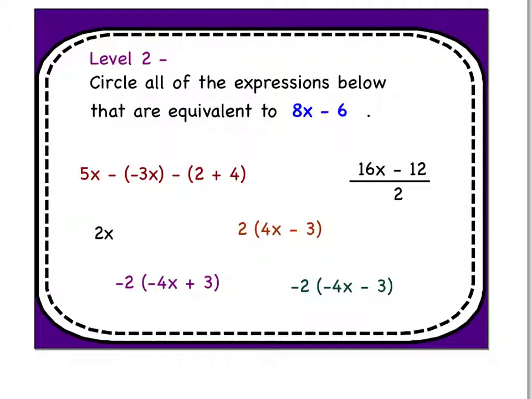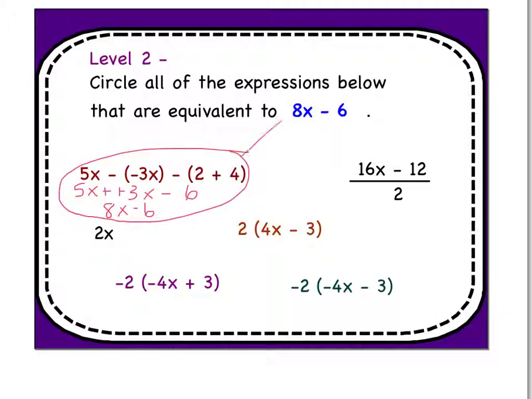Circle all of the expressions below that are equivalent to 8x minus 6. Let's break them down. For this one, we have 5x minus negative 3x minus the quantity of 2 plus 4, which breaks down to 5x minus negative 3x minus 6. Keep it, change it, flip it. We get 8x minus 6. So this one is equivalent to this one.